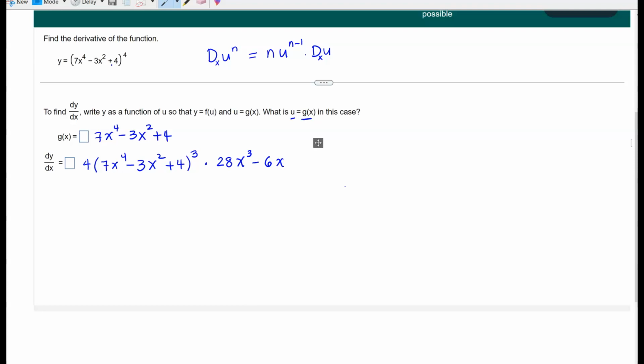Now, you can, I would say, put a parenthesis here just to make sure that you are multiplying the expression here by everything inside this parenthesis. And then you can input your answer like this in MyMathLab, and that will be marked correct.